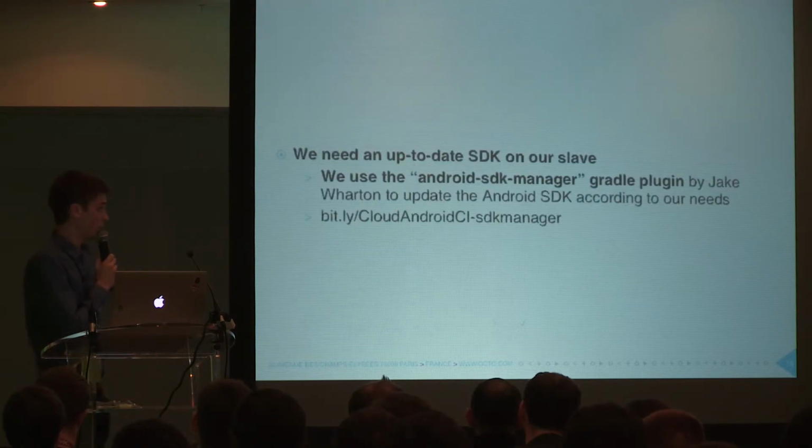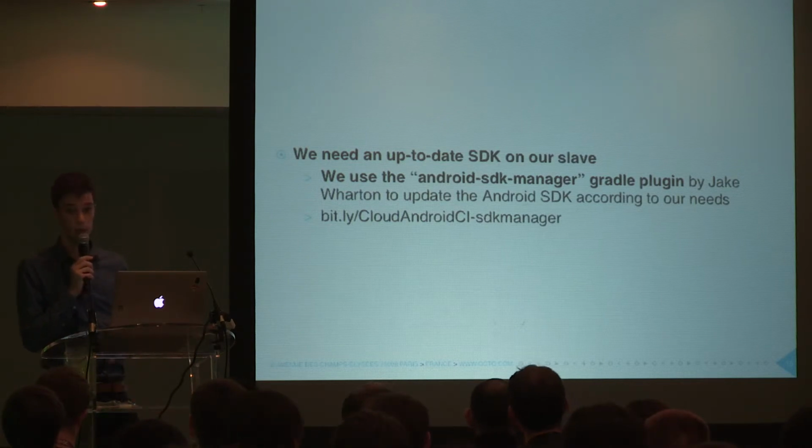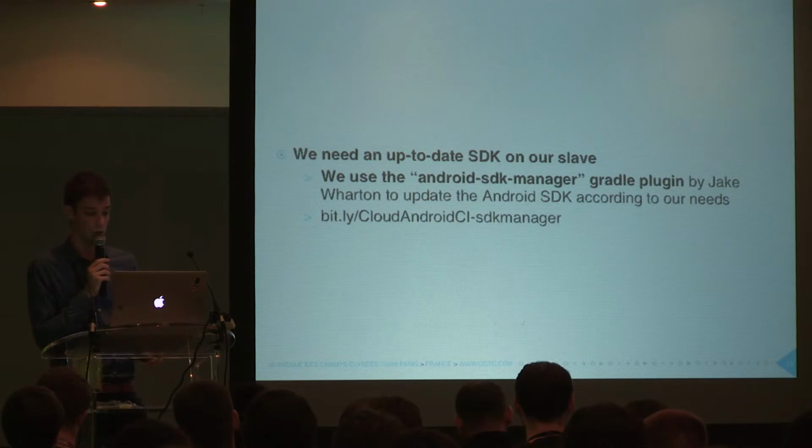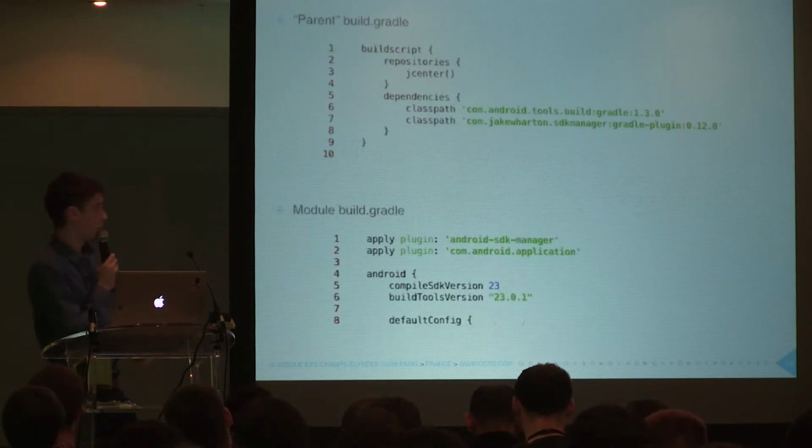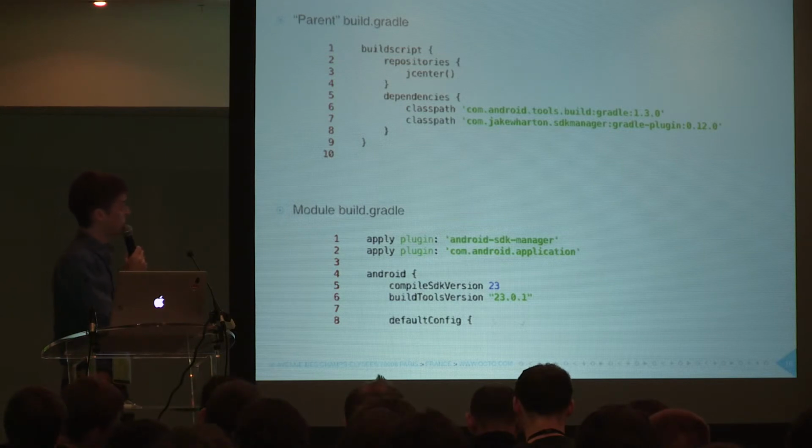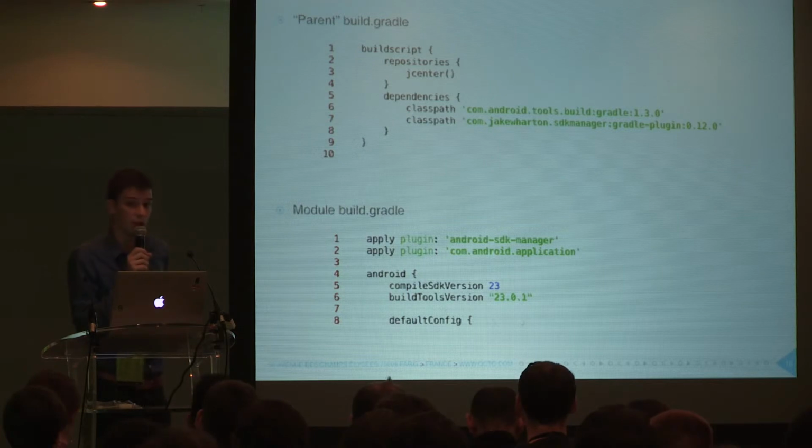Second step, when we wake our instance up, before being able to build, we need to ensure that the Android SDK that's installed on that machine is up to date. For this, I recommend using the Android SDK Manager Gradle plugin by Jake Wharton. Very simple to use. On your parent build.gradle, you just have to add a build script dependency. Since it's a build script dependency, nothing will be in your app. It's just for your build script.